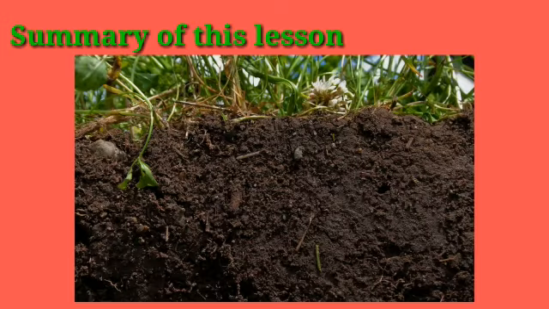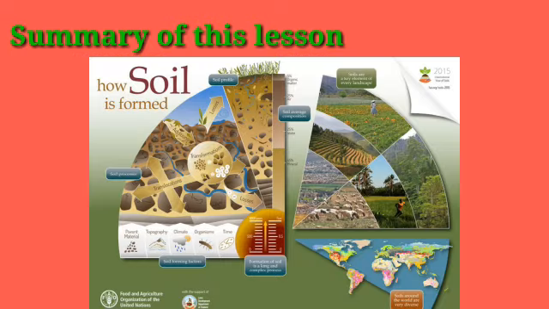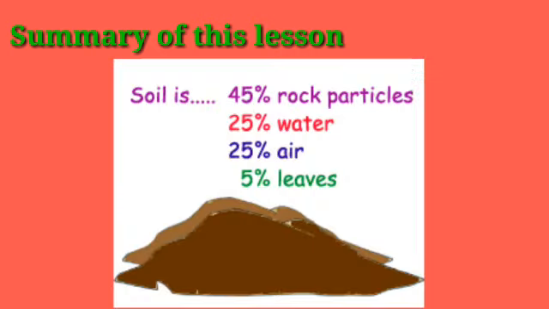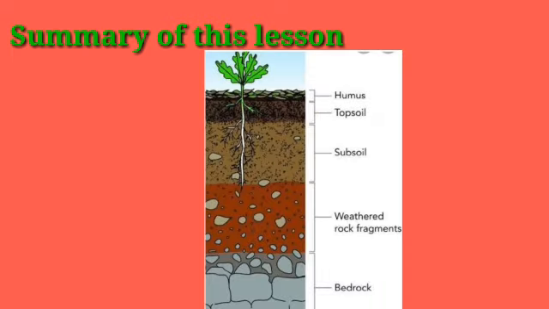Now I tell the summary of this lesson. First of all, we learned about the soil. Soil is the uppermost layer of the earth's surface. After that, we learned about the formation of soil. Due to the weathering of rocks, the soil is formed. Then the composition of soil. Soil consists of stones, pebbles, small particles of the earth and humus. Then we learned about the layers of soil. There are 3 layers: topsoil, subsoil and rocky layer.